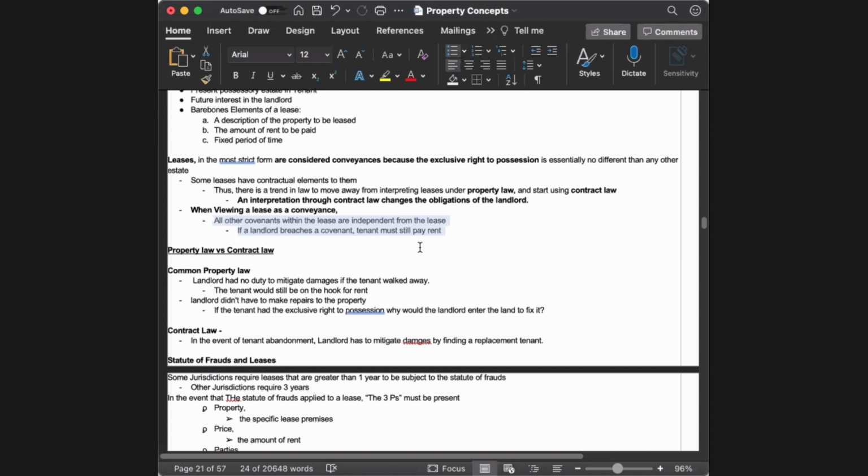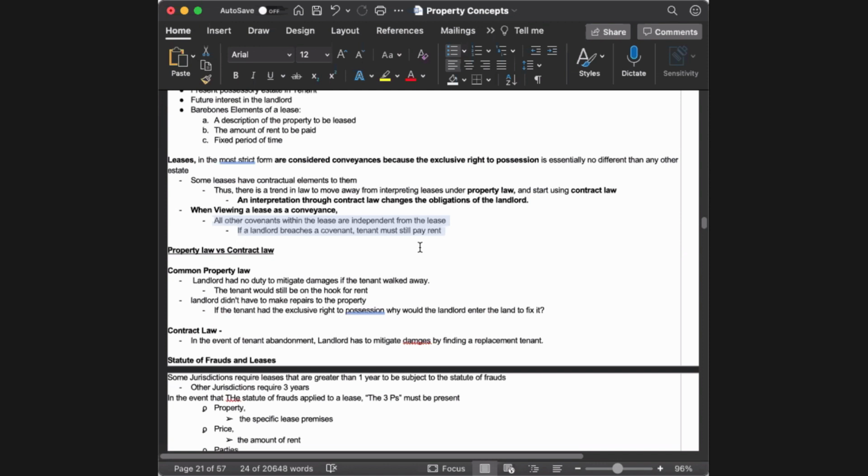So this would be something like a property is leased via rent, and then the landlord has an obligation to, say, provide upkeep for the property. So that's kind of a separate covenant within the contract. And so even if the landlord doesn't provide upkeep for the property, that doesn't mean that the tenant has to suddenly pay rent or that the whole thing is bust. You'd still require the tenant to pay rent.